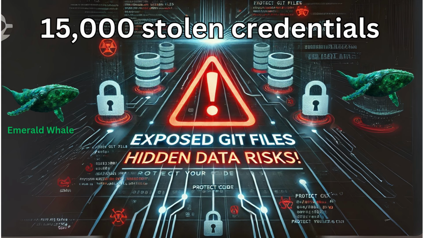But how does this stuff actually get exposed? Are we talking about super skilled hackers breaking into systems? It's often much simpler than that. Developers might accidentally save sensitive data, like API keys or login tokens, directly into these configuration files. And here's the kicker. Even if they realize the mistake and remove it later, it's still there in the project's history. So anyone who gains access to that repository can dig it up. It's kind of like a digital paper trail that never really goes away.